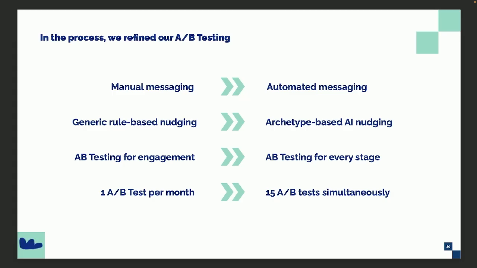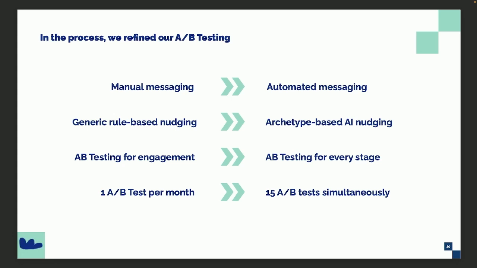In the process, we also refined our A/B testing, and we also refined our overall strategy of engaging with users. From manual messaging, we've moved to a very sophisticated AI nudging engine, an automated engine that incorporated the results of all these A/B tests. Instead of some particular rules, we did a lot of archetype-based nudging. Now we're trying to use AI to actually do this A/B testing at scale itself, if possible.